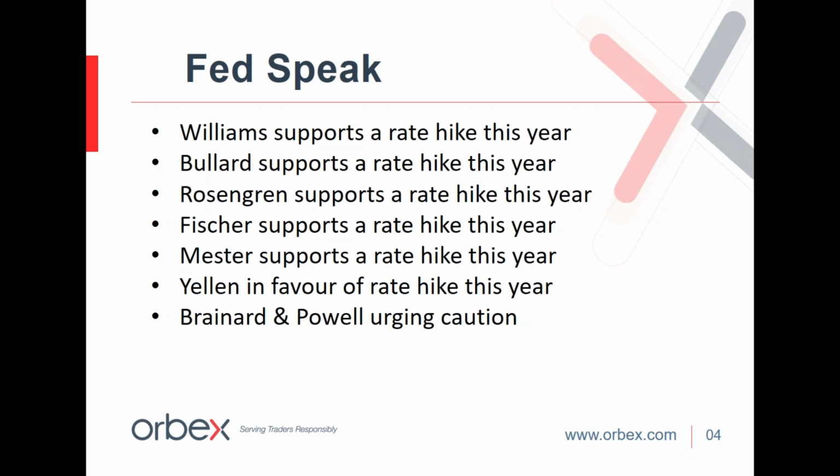We then had Fed's Rosengren, who traditionally has been seen as a dove, actually urging for action sooner rather than later, saying that a failure to continue on the path of gradual removal of accommodation could shorten rather than lengthen the duration of this recovery.